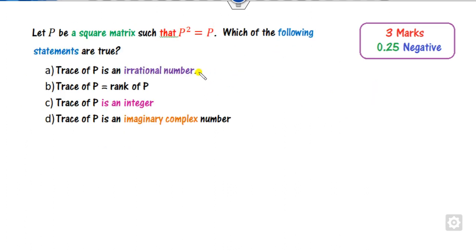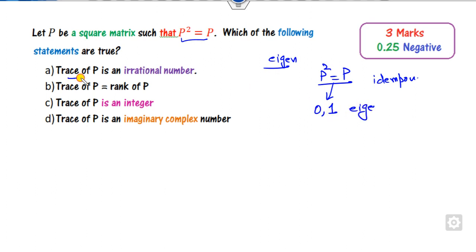Look at the next one. If this is P square, again we will think about the eigenvalues. So what is the meaning of that? If P square is P, what is that? This is nothing but an idempotent matrix. So what are the eigenvalues of this? The eigenvalues of this are 0 and 1.